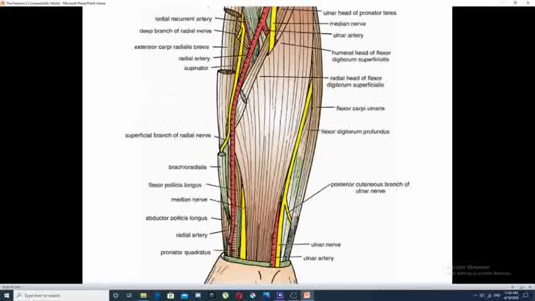Here, this diagram shows the terminal part of the course of the ulnar artery at the wrist joint, where it becomes superficial and is covered only by skin and fascia, and here the ulnar pulse can be detected on examination.